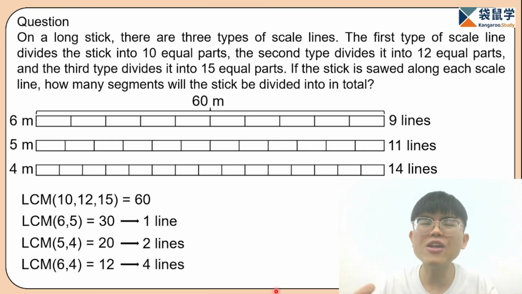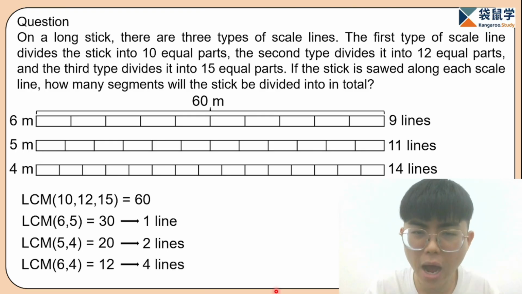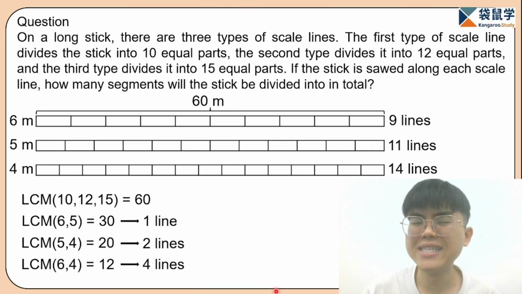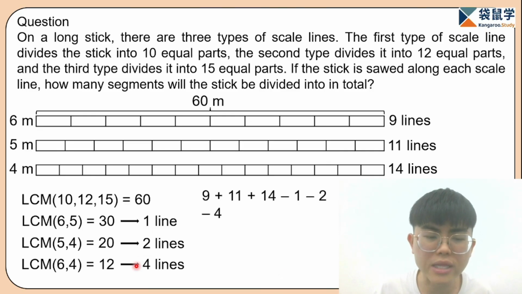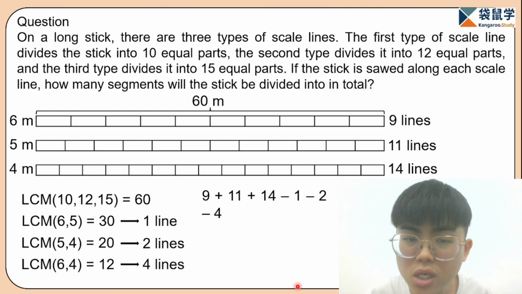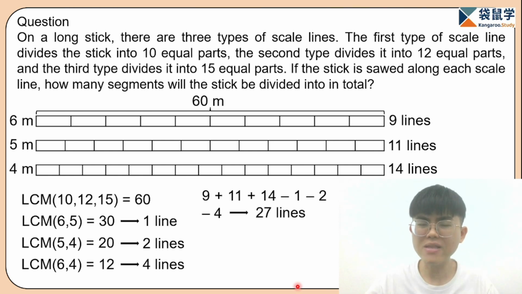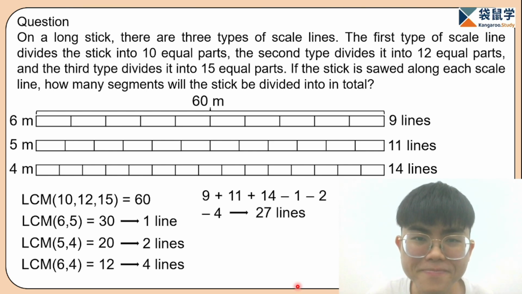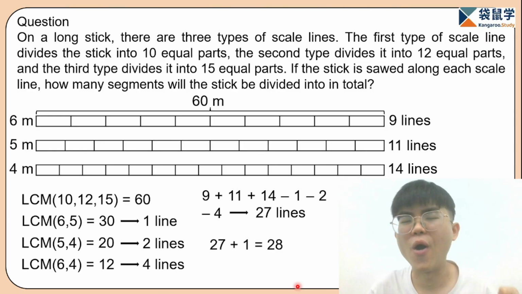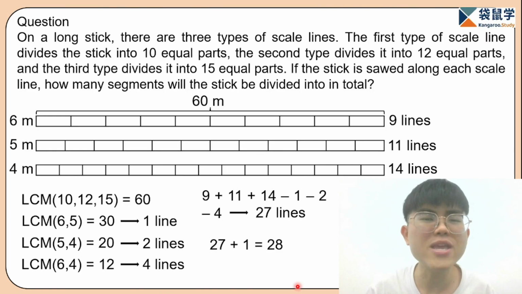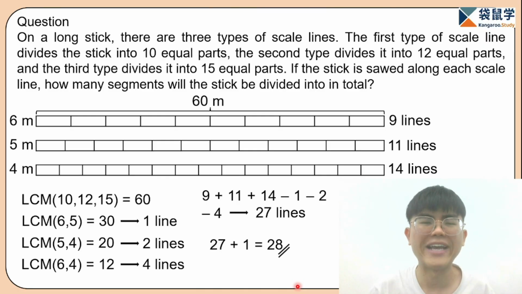Now that we have found the overlapping parts, we just have to remove them. We add up 9, 11, 14, and minus the 1, 2, and 4 lines here. We'll get a total of 27 lines. And everyone, is this our final answer? We should add 1 more to get the total number of segments, which is 28. And this is our final answer.